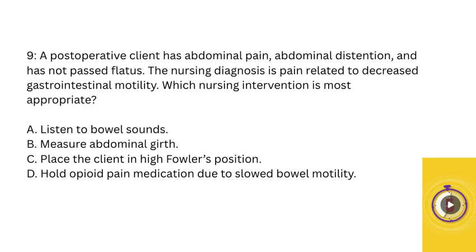Our number 9 question. A post-operative client has abdominal pain, abdominal distension, and has not passed flatus. The nursing diagnosis is pain related to decreased gastrointestinal motility. Which nursing intervention is most appropriate? Letter A, listen to bowel sounds. Letter B, measure abdominal girth. Letter C, place the client in a high Fowler's position. Or letter D, hold opioid pain medication due to slow bowel motility.